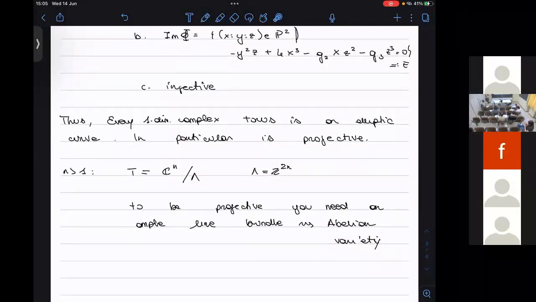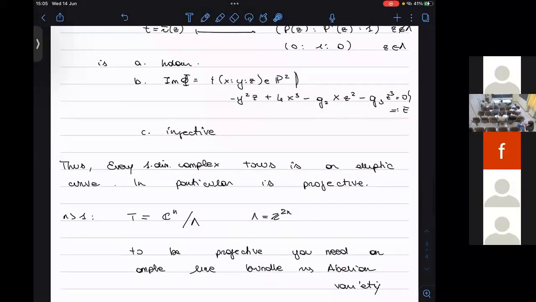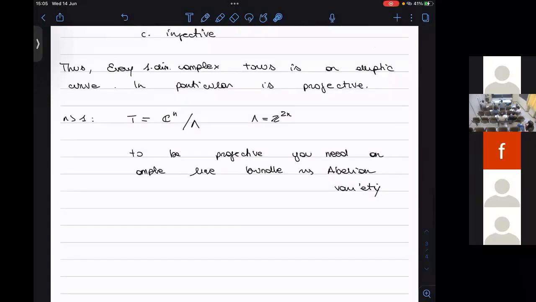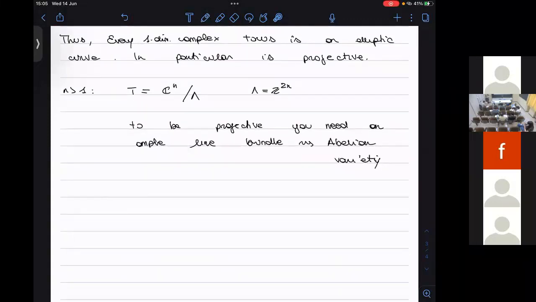Martina, okay. Sorry. Can you remind me what an ample line bundle is? Okay. Yeah. I don't know at this moment. Okay. Maybe later. No. Yeah. Okay, just to remind, not to enter so much into details.